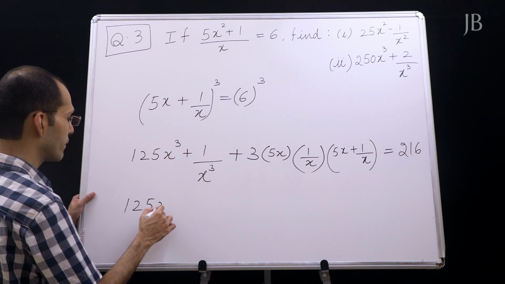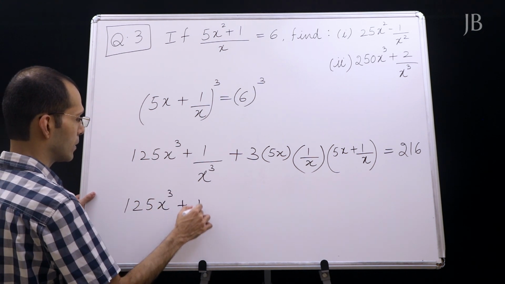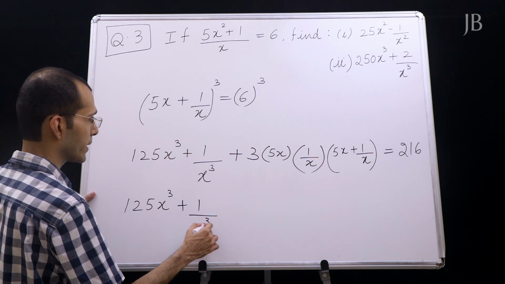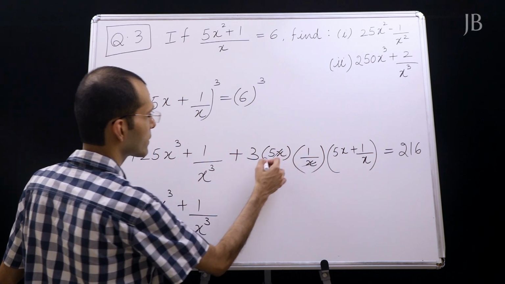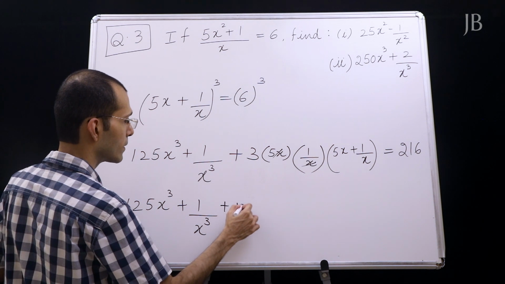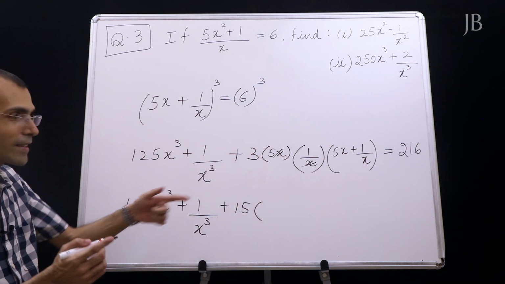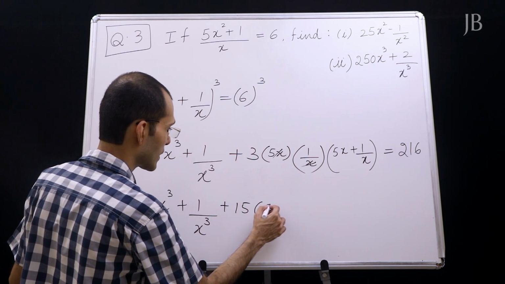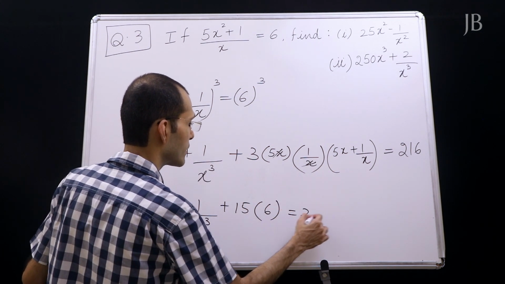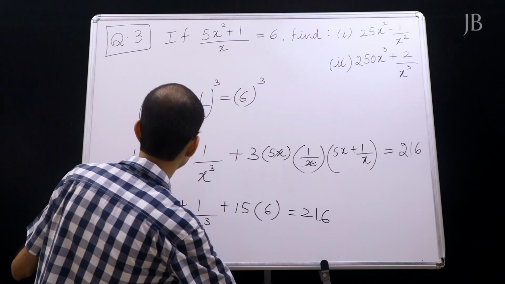So 125x cube plus 1 upon x cube. Now this will get cancelled. 3 into 5, 15. 5x plus 1 upon x can be substituted. That is 6. 5x plus 1 upon x is 6 is equaling 216.